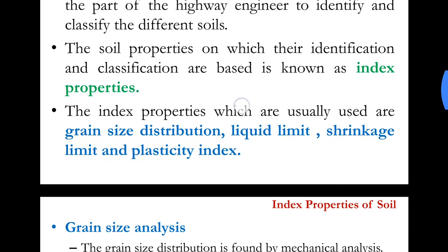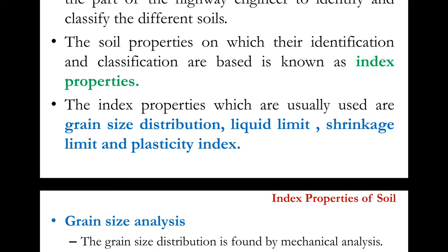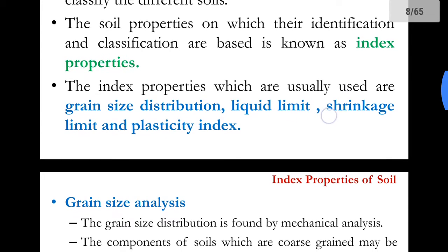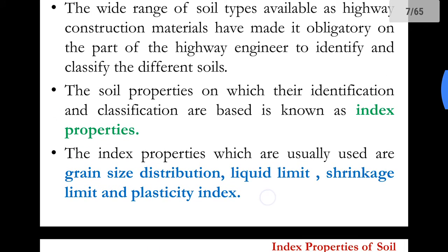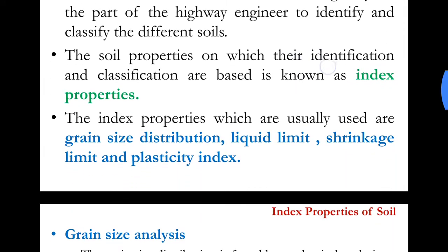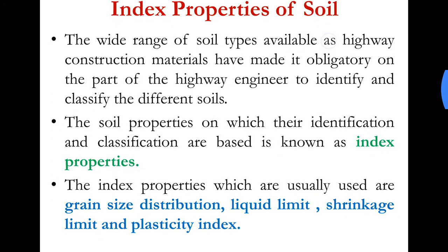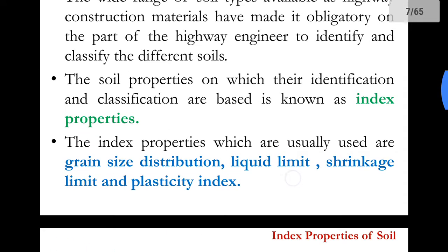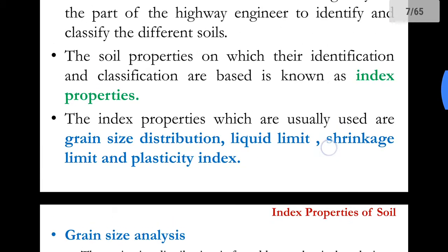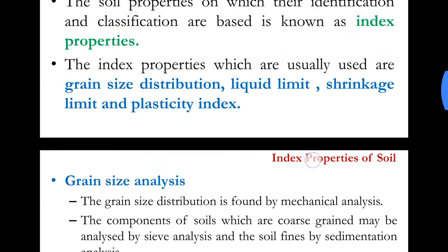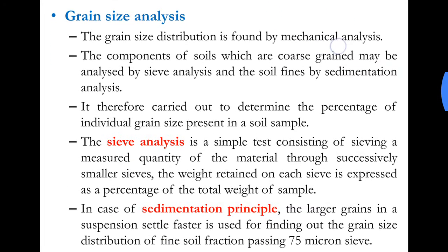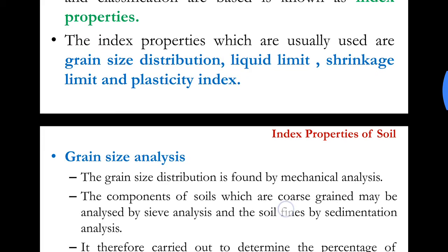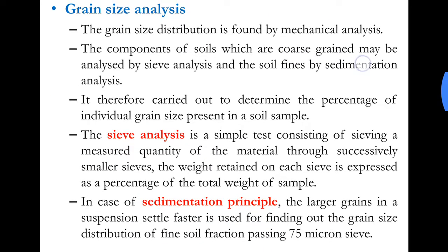The index properties which are usually used are grain size distribution, liquid limit, shrinkage limit, and plasticity index. Although you will be studying all these properties of soils in detail in your geotechnical engineering 1, that is module 1, I'll just be going briefly over all these topics. I won't be explaining them in detail here. Among all these four index properties, the first one is grain size analysis.